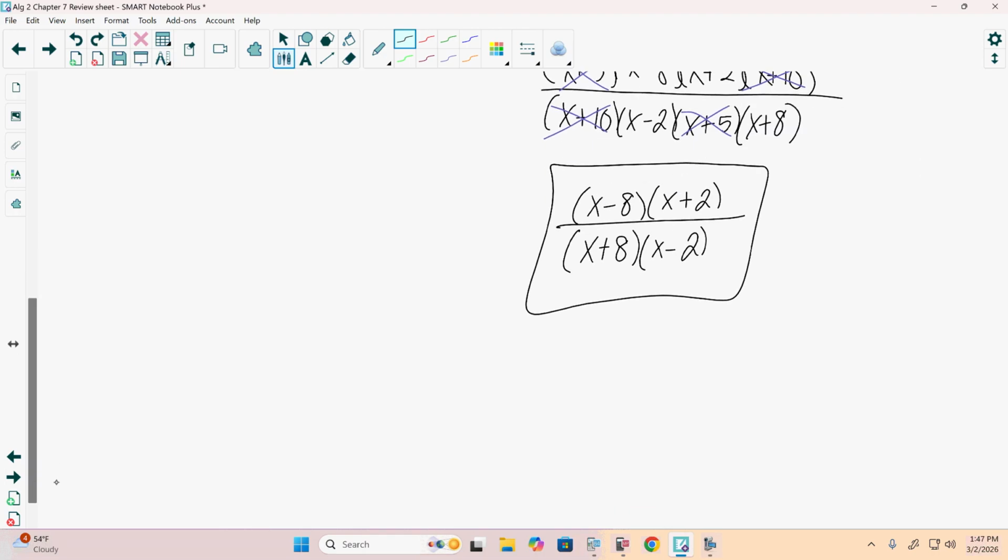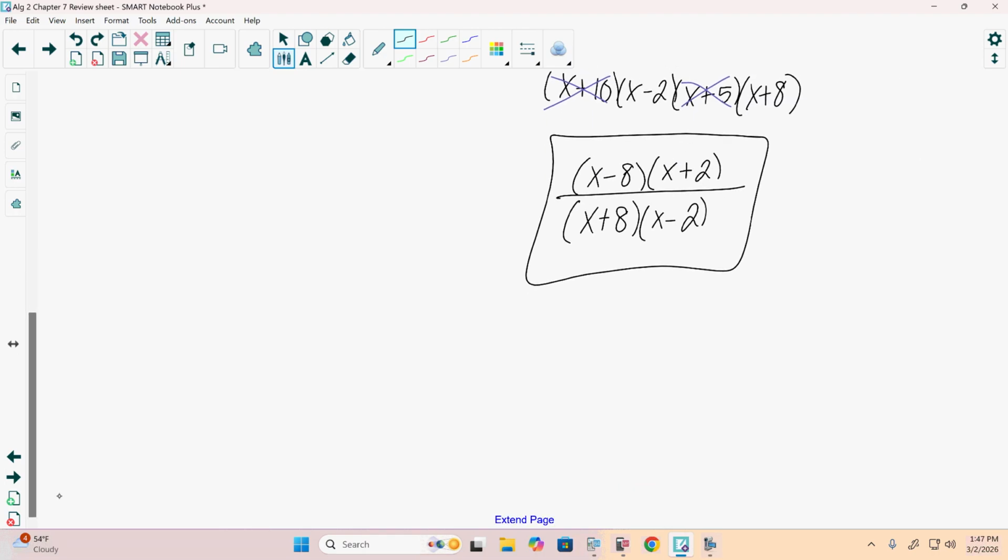If everything had canceled on top and bottom, had simplified out on top and bottom, what would we have gotten? If everything simplifies, it reduces to 1. And if everything canceled on top and bottom, it's just going to reduce to 1. Questions on this here?